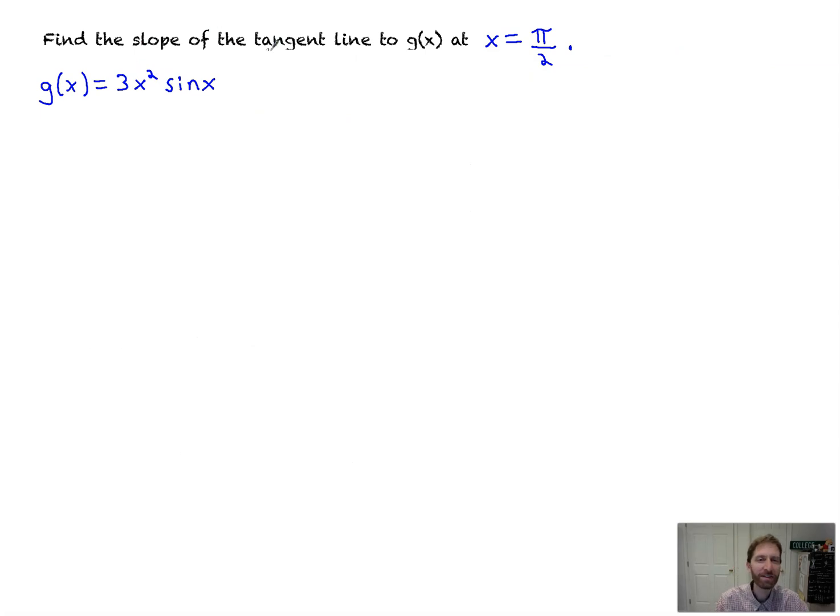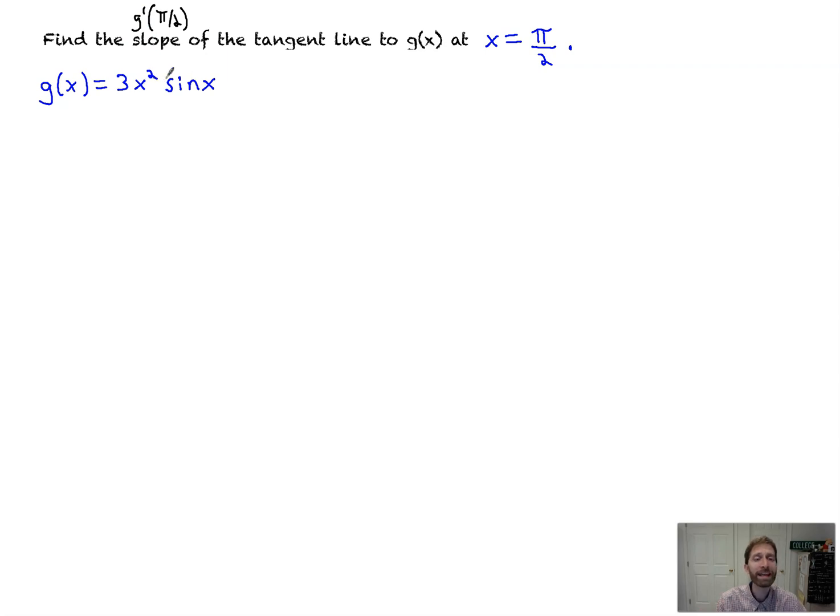Let's do it here. Find the slope of the tangent line to g of x at x equals pi over 2. So here's the thing. You're still finding the slope of a tangent line, which means we need the derivative, right? We need g prime, and we want to plug in pi over 2. That's the overall plan. So write that out, and then all we have to do is find the pieces that we need. So we need g prime of x.